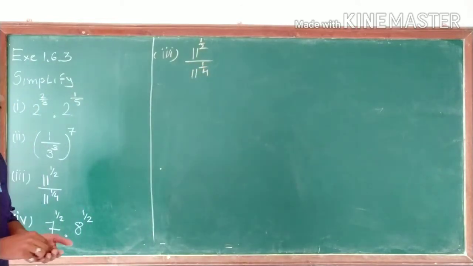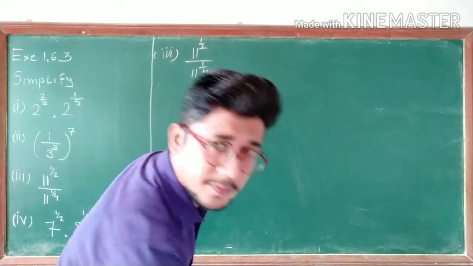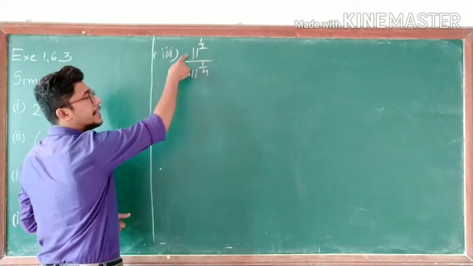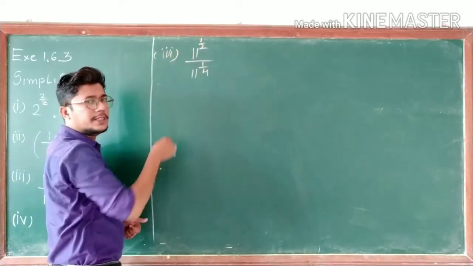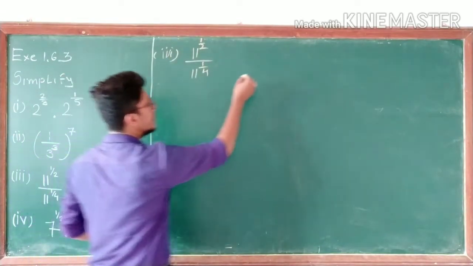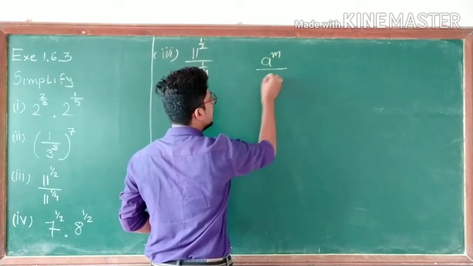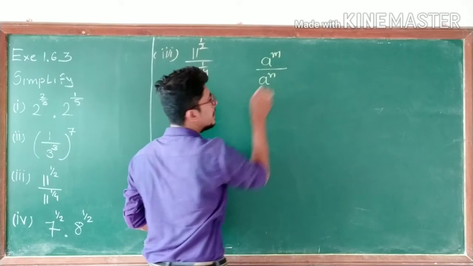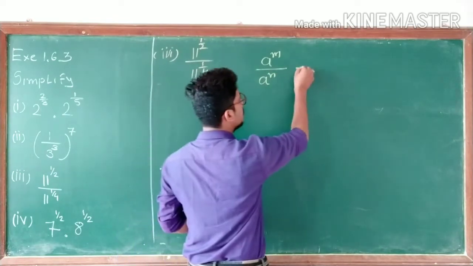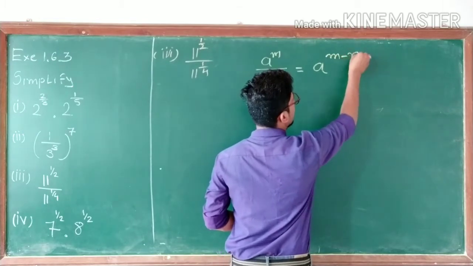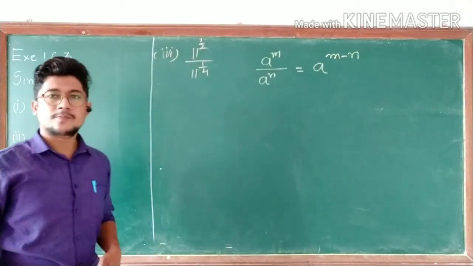Yes. Now what we have to do? Now 11 and 11 is same. So doesn't it seem like the identity which is a power m whole divided by a power n, which is equal to a power m minus n? Yes or no? Yes.